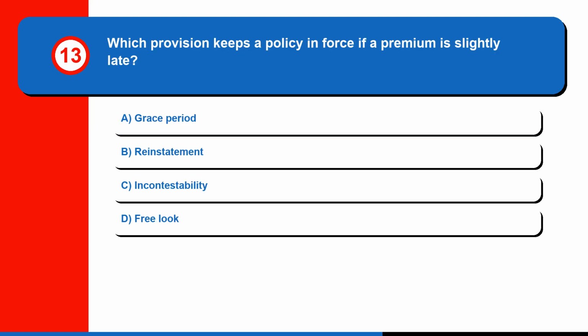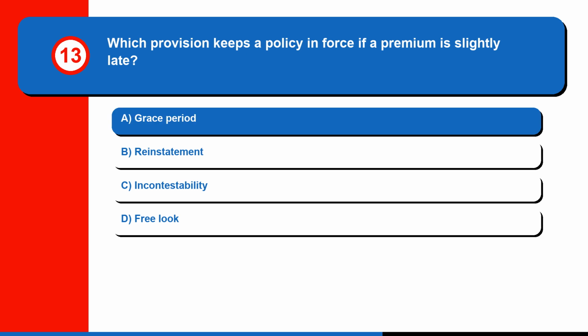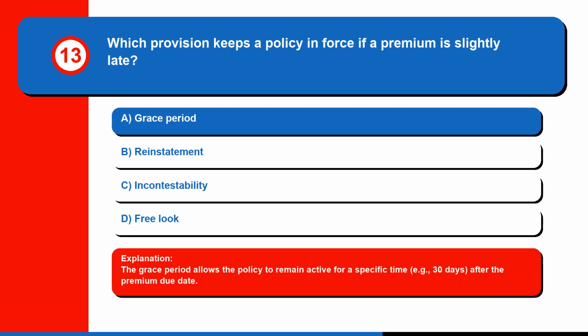Question 13. Which provision keeps a policy in force if a premium is slightly late? A. Grace period. B. Reinstatement. C. Incontestability. Or D. Free look? The correct answer is A. Grace period. The grace period allows the policy to remain active for a specific time, for example 30 days, after the premium due date.